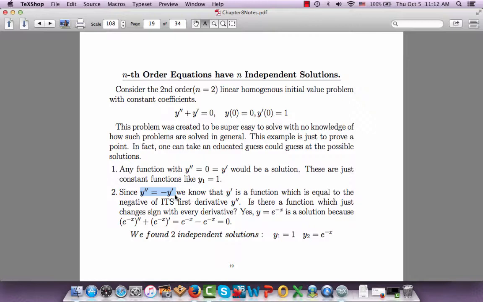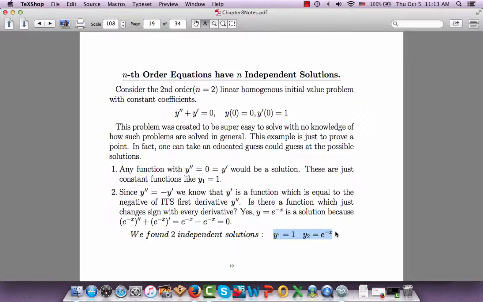Well, that's easy. e to the minus x satisfies that condition. In fact, with e to the minus x, every time you take a derivative, all you're doing is changing the sign because of the chain rule. So we can let y be e to the minus x. The second derivative is e to the minus x, and the first derivative is negative e to the minus x, so those cancel and give us 0. So we have two solutions to our second order homogeneous equation, and clearly they're linearly independent because e to the minus x is not equal to a constant times 1. So these are linearly independent solutions.